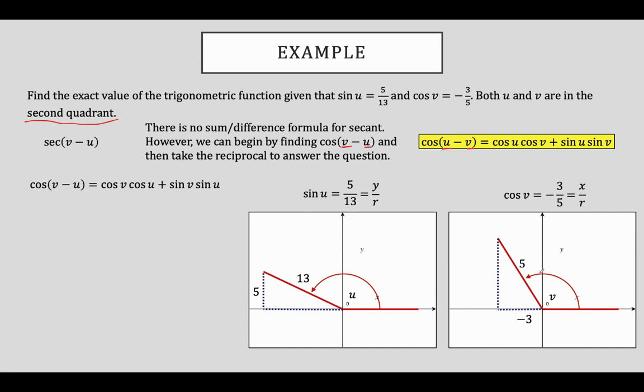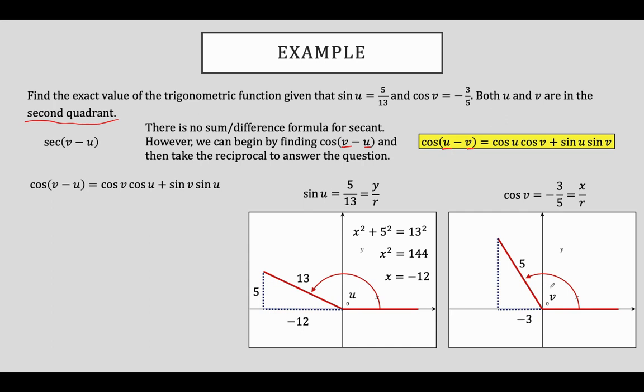We can now use the Pythagorean theorem for each one of these to find the missing sides of our related right triangle. In this case, we would have x squared plus 5 squared is equal to 13 squared. X squared gives us 144. Taking the square root, we get x is equal to plus or minus 12. Because we are in the second quadrant, we know that the x-coordinate must be negative. Therefore, our x-coordinate is going to be negative 12 for our angle u.